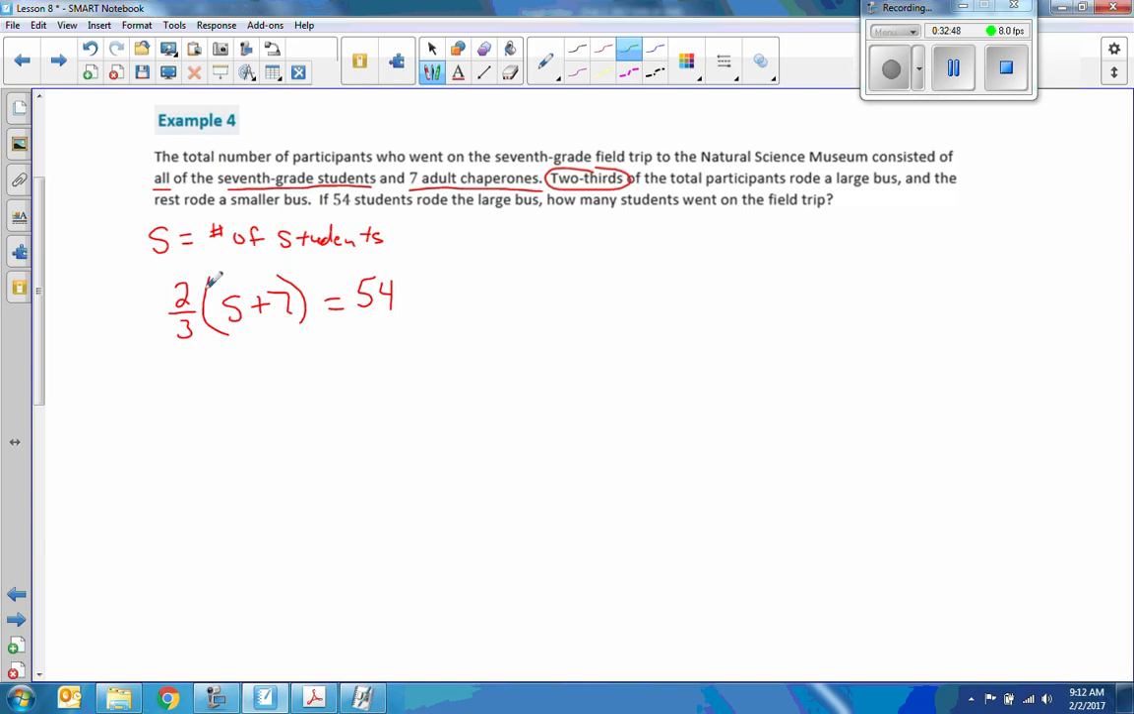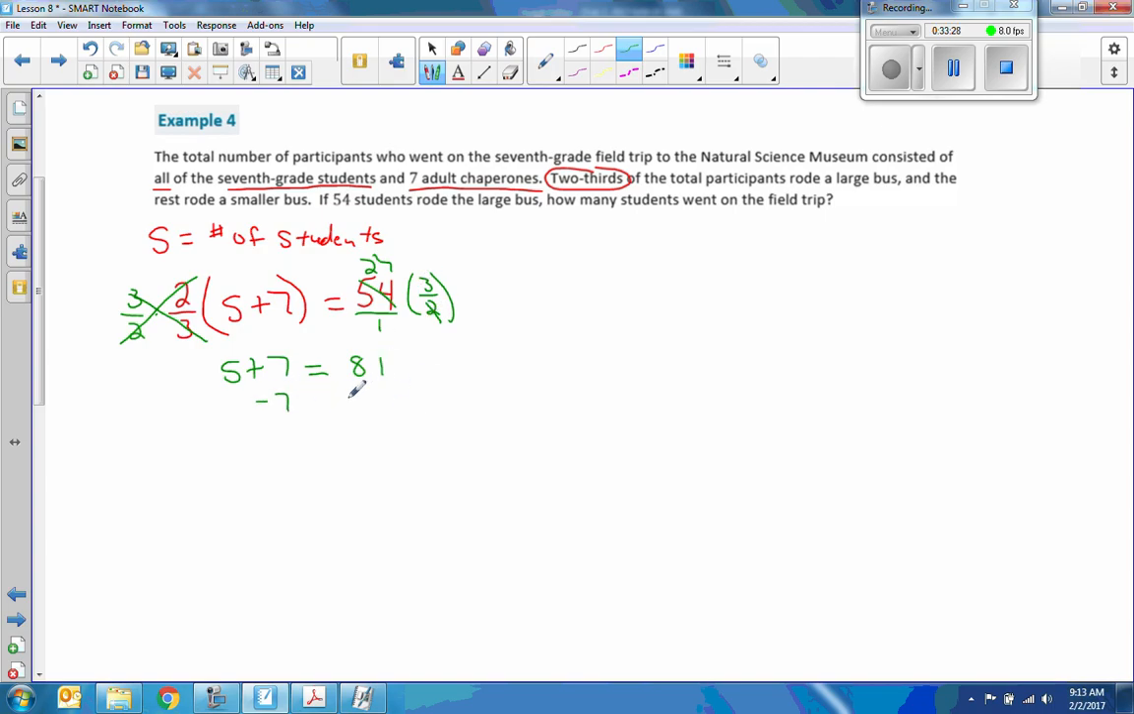And we're going to solve this problem by doing the multiplicative inverse. So I want to get rid of this 2/3, so I'm going to multiply both sides by 3/2. The 3s cancel, the 2s cancel, we get S plus 7 equals 54 times 3/2. Think of that as 54 over 1, and it is even, so I can divide it by 2. So half of 54 is 27. 3 times 7 is 21, carry the 2. 3 times 2 is 6, plus 2 is 8. So 54 times 3/2 is 81.